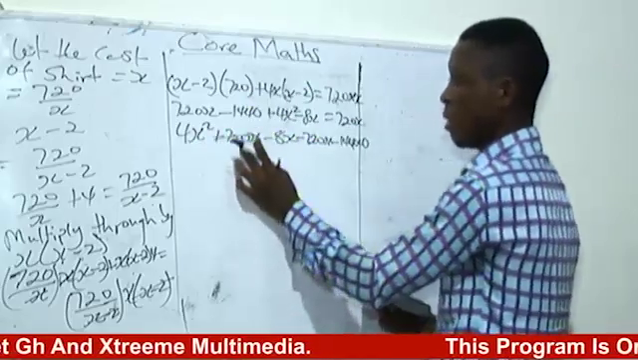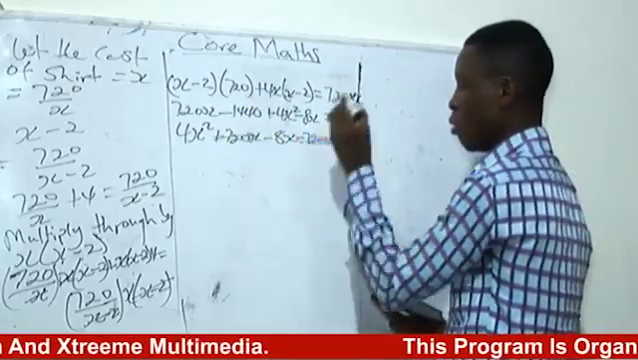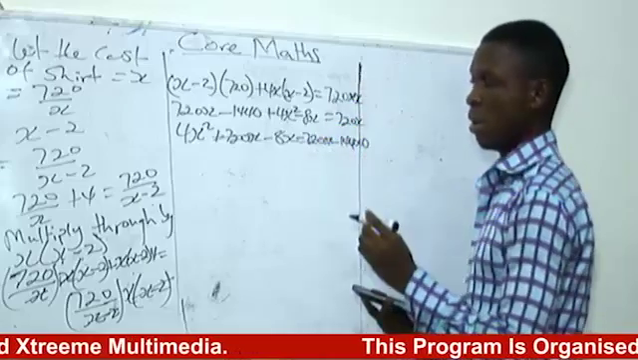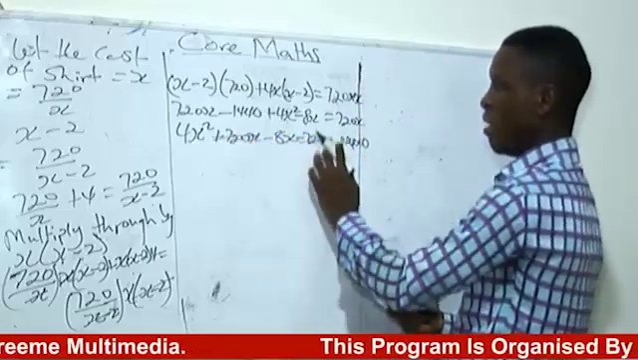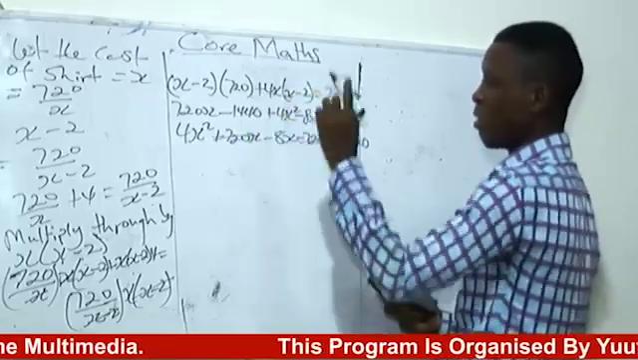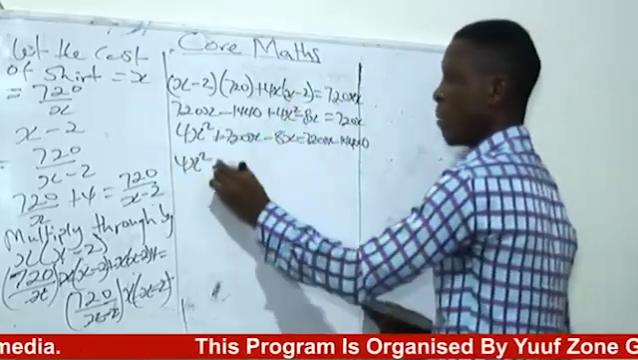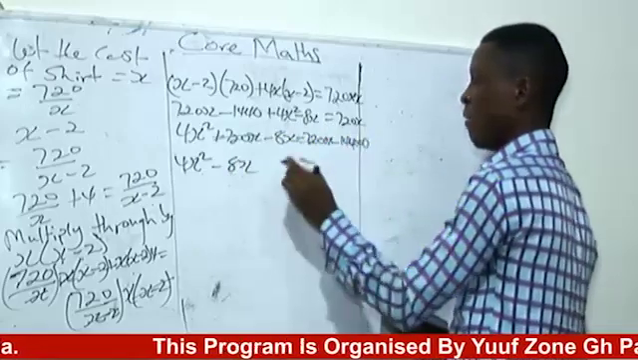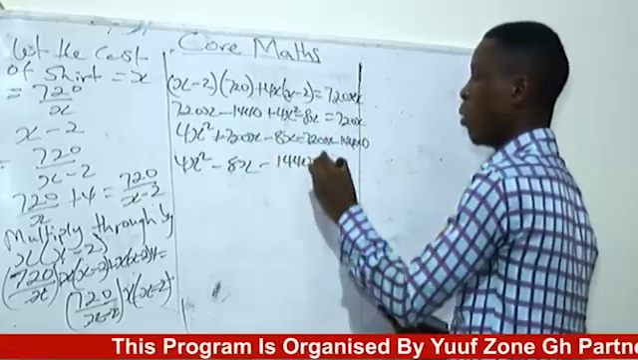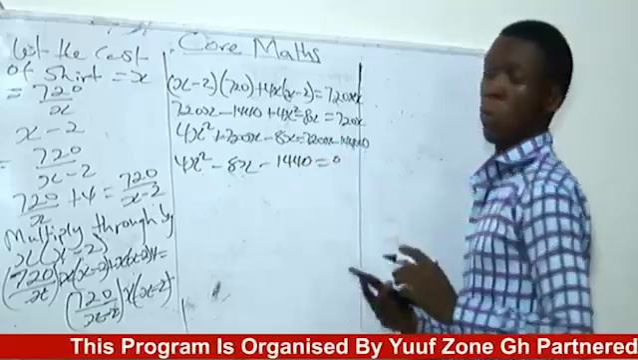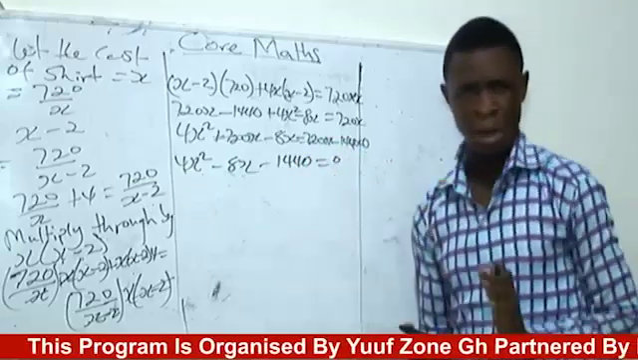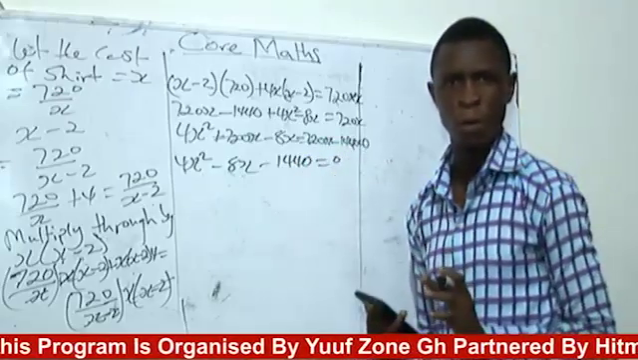This 720 is positive, and this is negative, the same thing, so they cancel out. Then what do we have now? 4s squared. Then we have this minus 8s. Then we have this minus 1440 equal to 0. This is what you are having. I hope I'm making some sense and you are following what I'm saying.